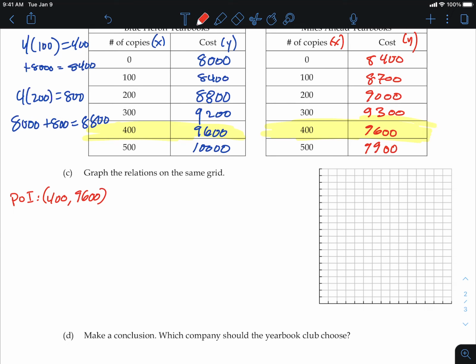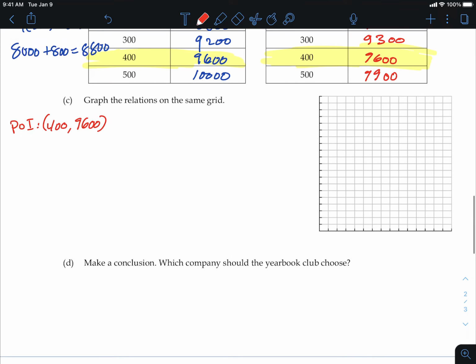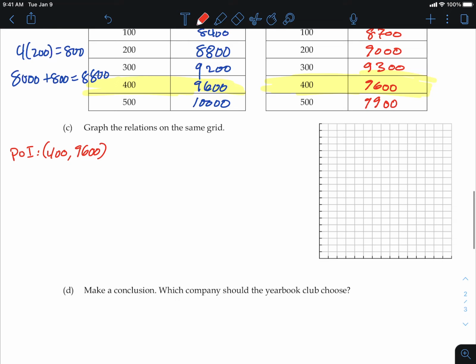So then you can graph these things, and then we're almost done. We'll make a conclusion. The important part is part D, okay? Let's go.